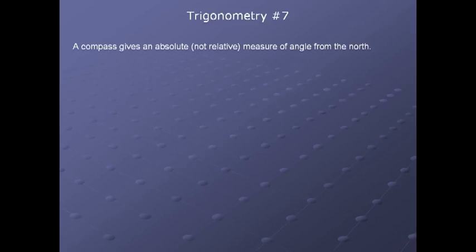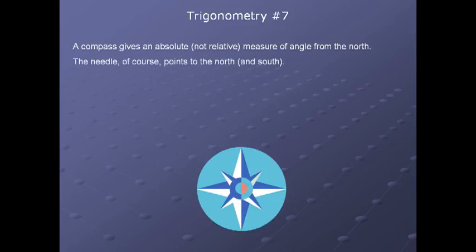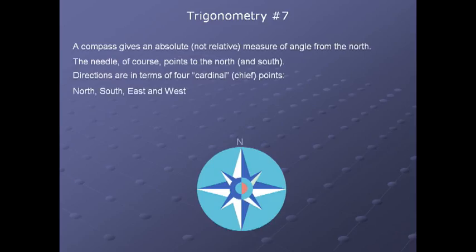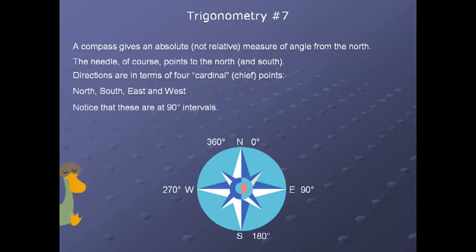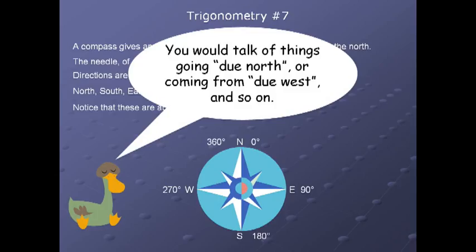A compass gives an absolute, not relative, measure of angle from the north. The needle, of course, points to the north and south. Directions are in terms of 4 cardinal or chief points: north, south, east and west. Notice that these are at 90-degree intervals. You would talk of things going due north or coming from due west, and so on.